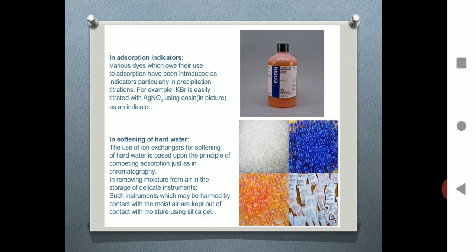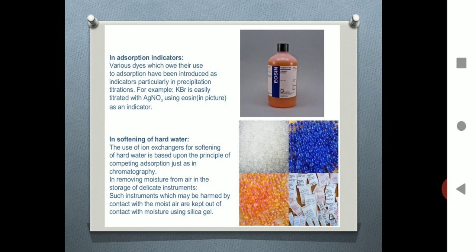Then as an indicator also, in precipitation titration reactions, we make use of certain adsorbents. Like for example, eosine is an indicator which gets adsorbed on the silver bromide precipitate formed during reaction between potassium bromide and silver nitrate. And when it gets adsorbed on the precipitate, it imparts characteristic color to the precipitate, which then helps in determining the end point of the titration.